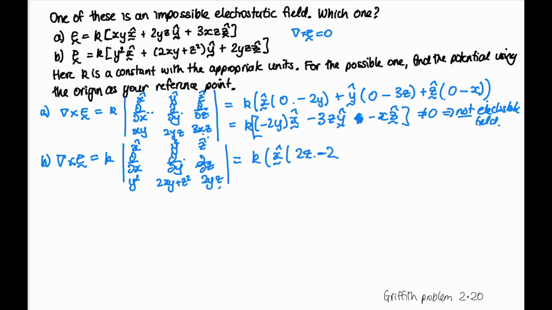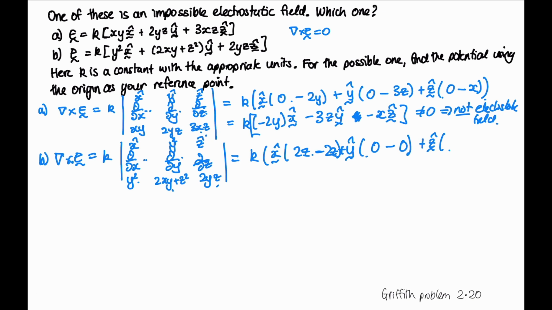So that's minus, because we subtract off d dz of this thing. And then in the y direction, we've got d dz of y squared, so that's 0, minus d dx of 2yz, so that's also 0. And then in the z direction, we've got d dx of 2xy, so that will be 2y, and d dx of z squared, which is 0, and then minus d dy of y squared, which is 2y.